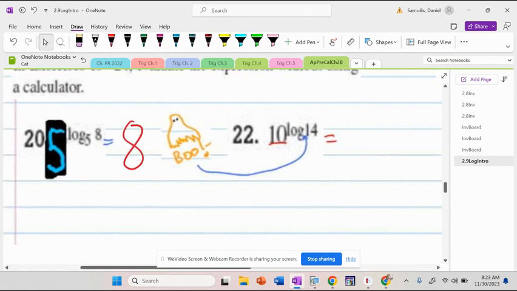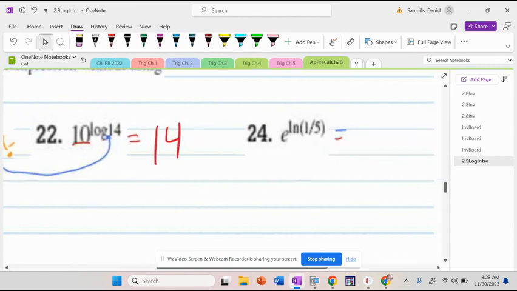What's the next answer since you're on fire right now? I don't see a base there, so what's that base? 10. So it's 10 raised to the log base 10 of 14. 14. And then the last one, e raised to the ln of 1/5. What's the answer?